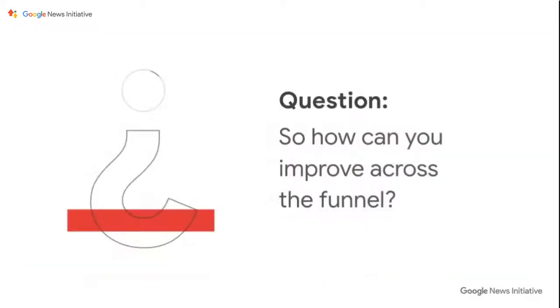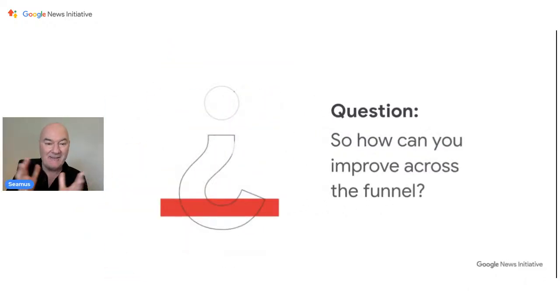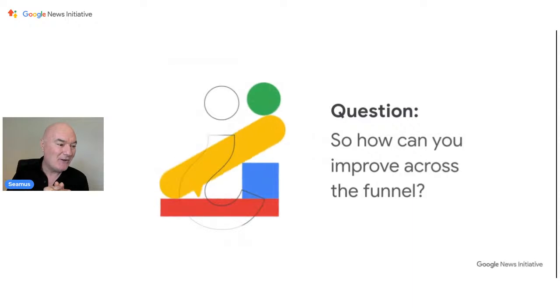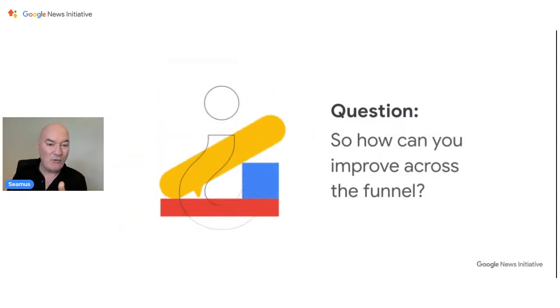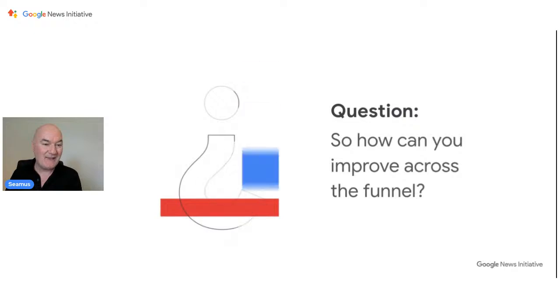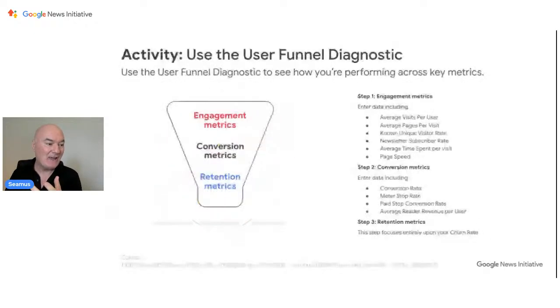So this raises the question, doesn't it? There's a lot to get in here, but how can you improve things at your organization, or for your project if you're just starting out, across the funnel? One of the activities that you can look at, and we'll put this link into the chat as well, is called the user funnel diagnostic.